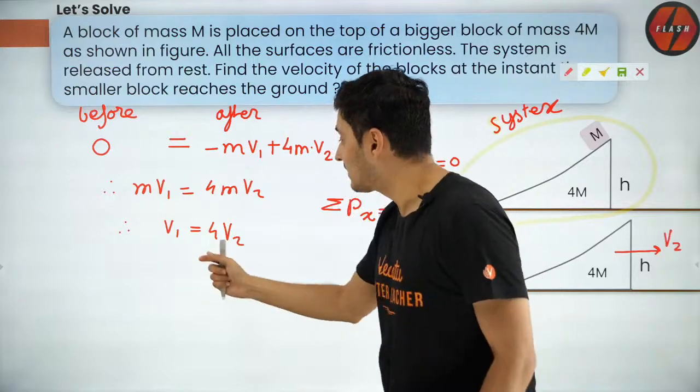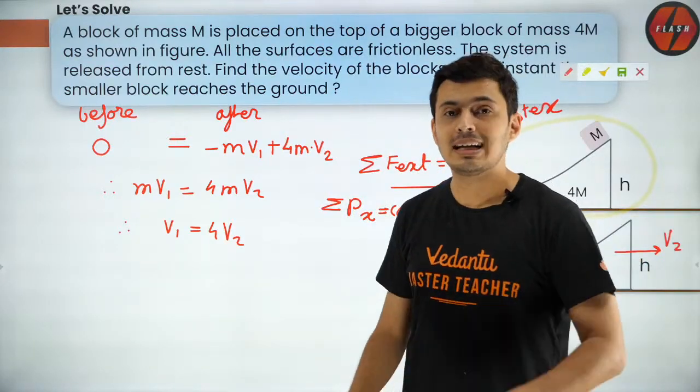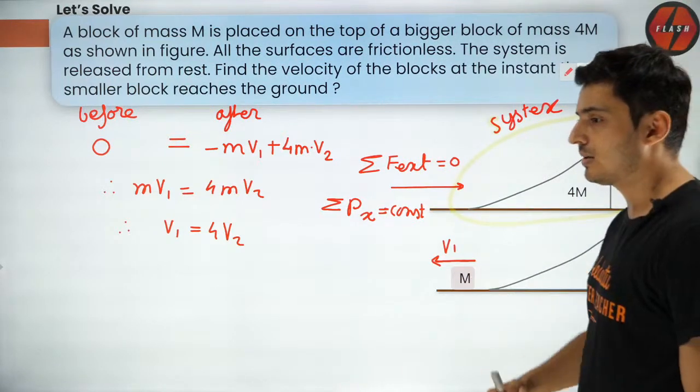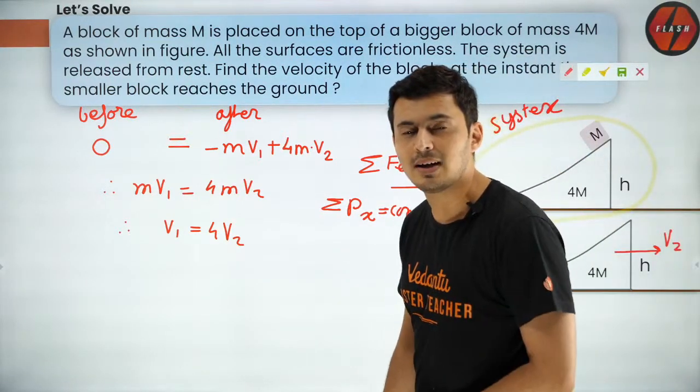Now the problem is I do not know the value of v2. That's not the end of the question. How do I find the velocity, guys? How do I find the velocity? Think about it. How am I going to find the velocity?